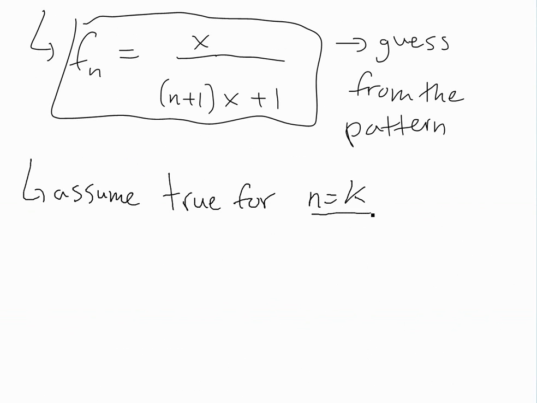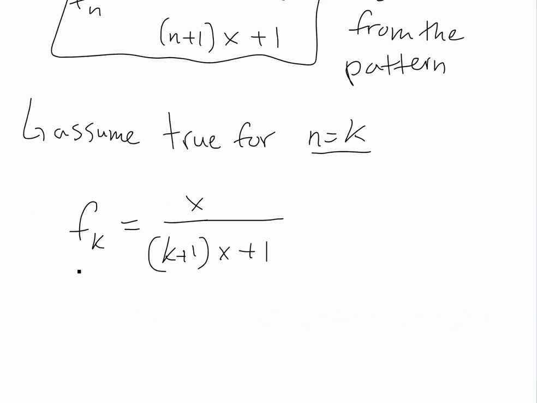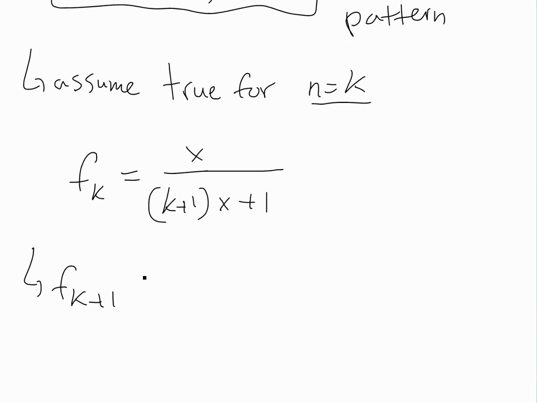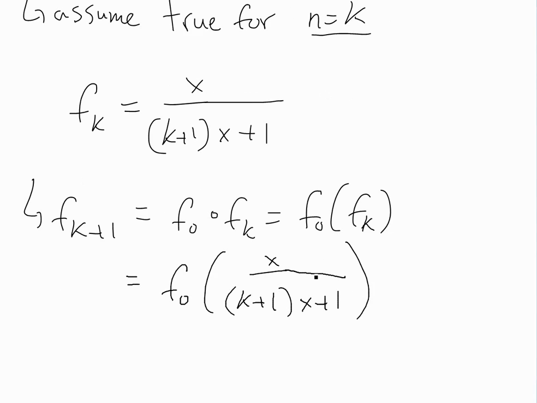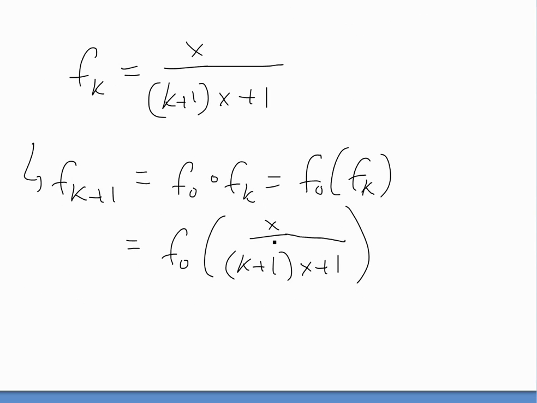Okay, so we assume that it's true for when n is equal to any random, let's say k, integer. And so what this means is f of k is equal to x divided by k plus 1 of x plus 1 here. So if we assume this is true, we just have to find out what f of k plus 1 is. If this is true, when we assume this one is true, then basically by mathematical induction, then it's true. So we just plug this one in. This one's going to be f of 0 circle f of k, or f of 0 of f of k. Or this just means f of 0 with this inside it.